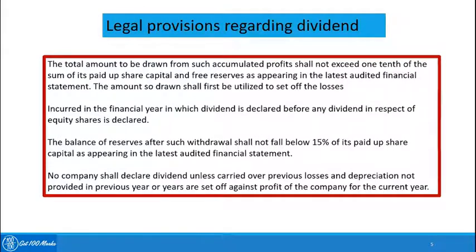Now, legal provisions regarding dividend. This slide says the total amount to be drawn from such accumulated profits should not exceed 1/10 of the sum of its paid up share capital and free reserves as per their statement of accounts. The balance of reserves after withdrawal shall not fall below 15% of its paid up share capital, and no company shall declare dividend unless carried over previous losses and depreciation are settled.